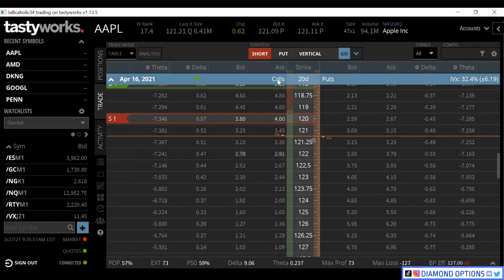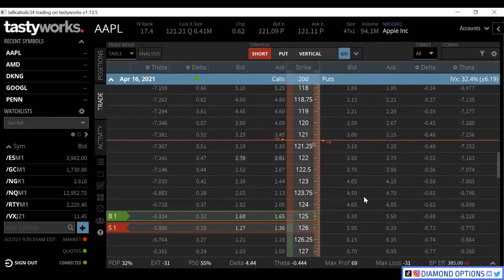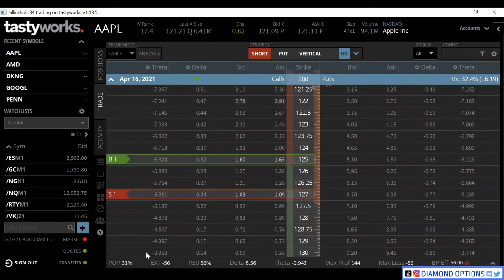Same if you go further out of the money here. So we can kind of scroll these down. Let's see, we'll go to 125. We'll do 125, 127 here. And you can see that now our probability of profit is less, but we can make more and it's going to be cheaper for us to play this.